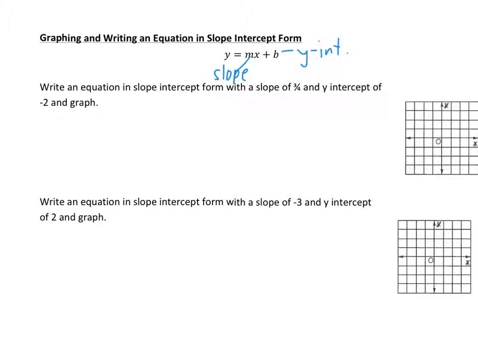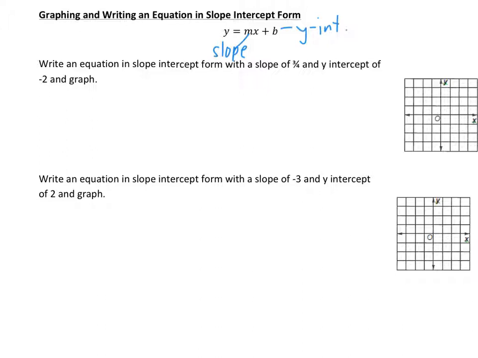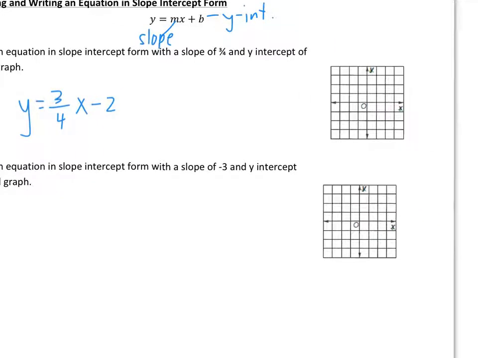Write an equation in slope-intercept form with the slope of 3/4 and y-intercept of -2, and graph. So y equals, my slope is 3/4, minus 2. I'll go to my graph and I'll plot my y-intercept of -2 and go up 3 units over 4. Or I could go down 3 units to the left 4. And those points should all fall in the same line, and it should be a straight line.